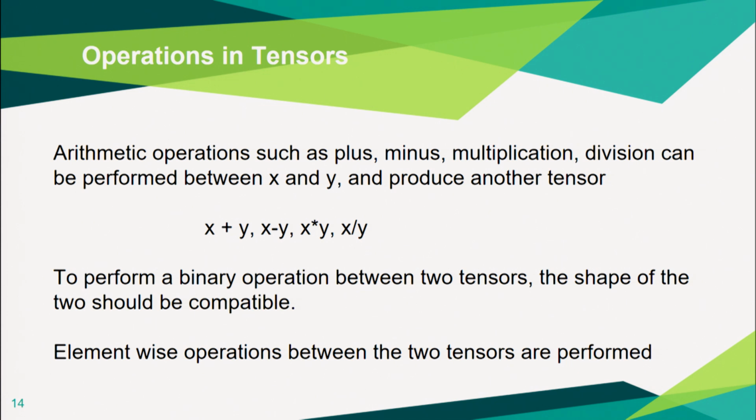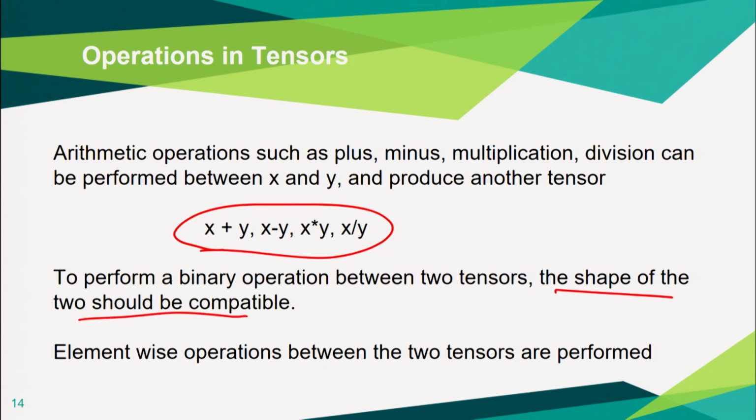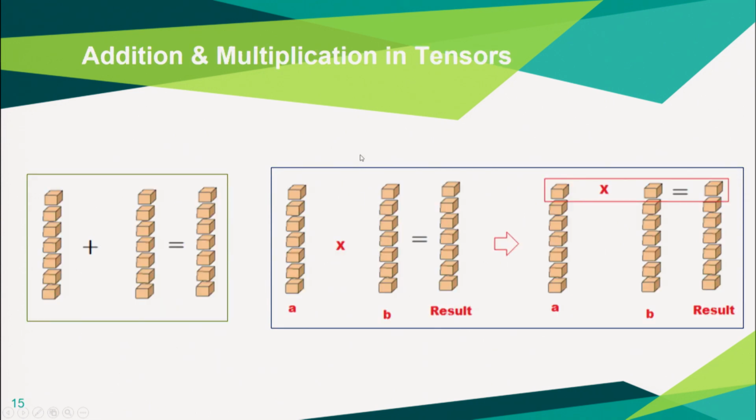We should understand when two tensors can be added, multiplied, or subtracted, or whether we can do any divisions with respect to tensors. All this can be done. But to perform these operations, the shapes of the two tensors should be compatible. You need to perform element wise operations between any two tensors. Like this, we can do any type of operations with the tensors.